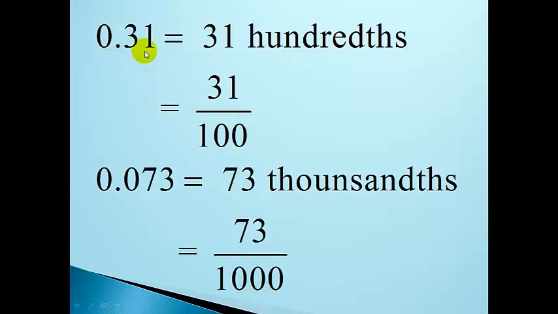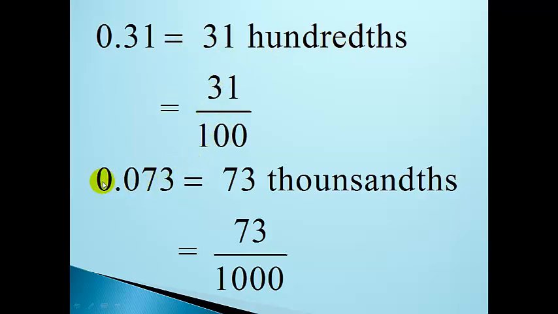Now 0.31. So we have two digits after the decimal point. That means that 31 is occupying the first two digits after the decimal point. That's the tenths position and the hundredths position. So in all, we say 0.31 is equal to 31 hundredths. And that is equal to 31 over 100.